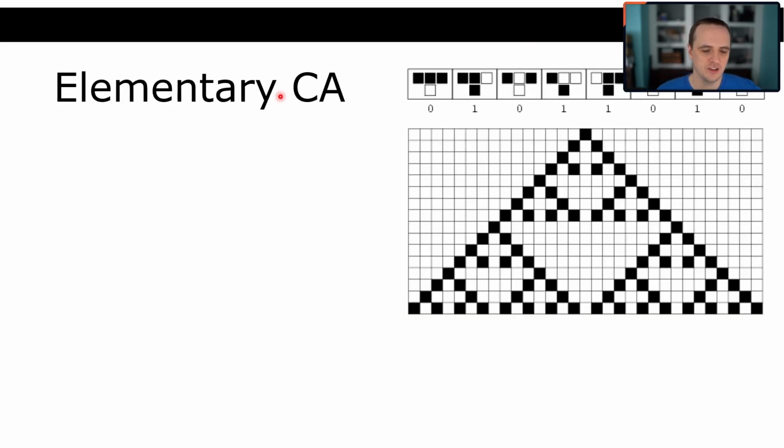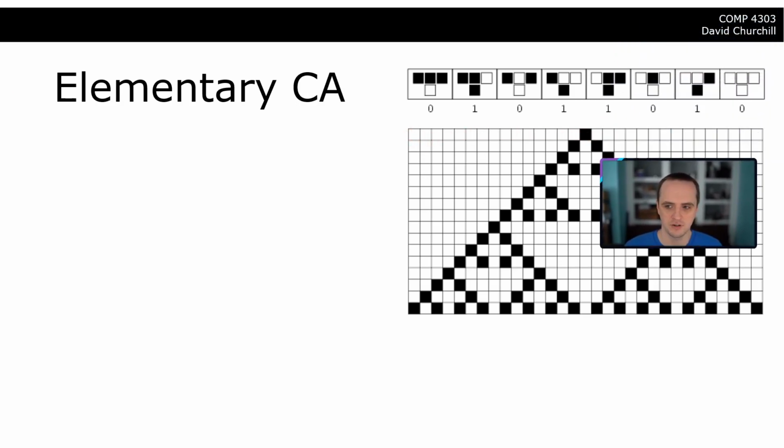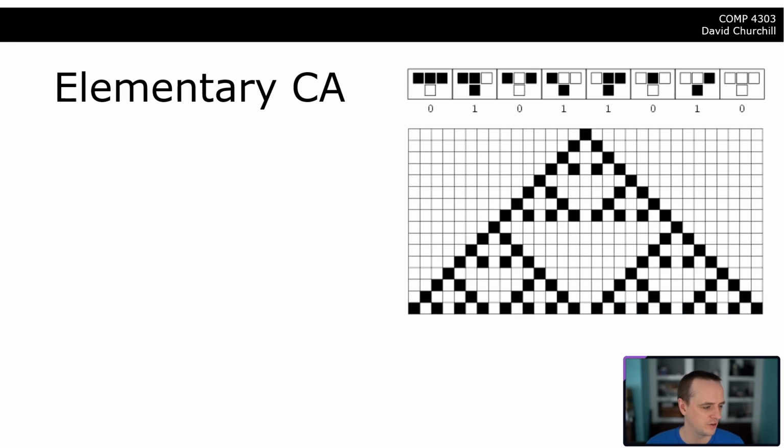So an elementary CA, if you have a one-dimensional array, this is an example that we can look at. Oh, and I'm covering it up, of course. So let me move myself down here via the magic of television.